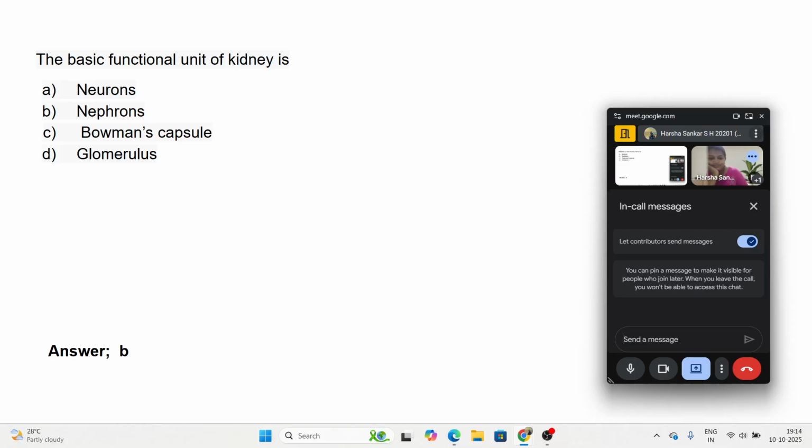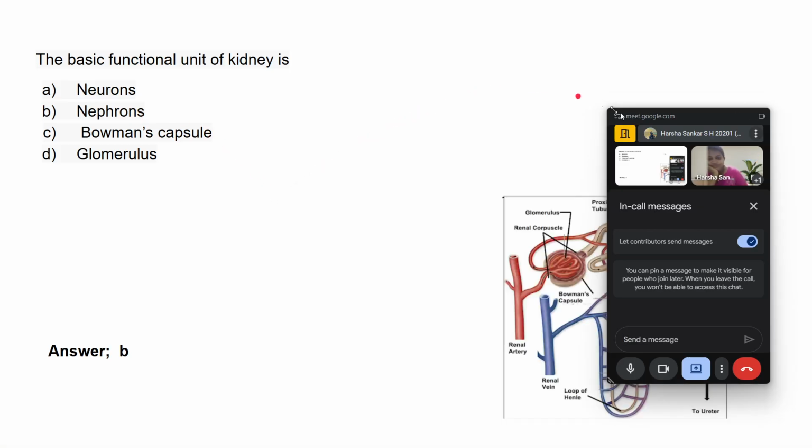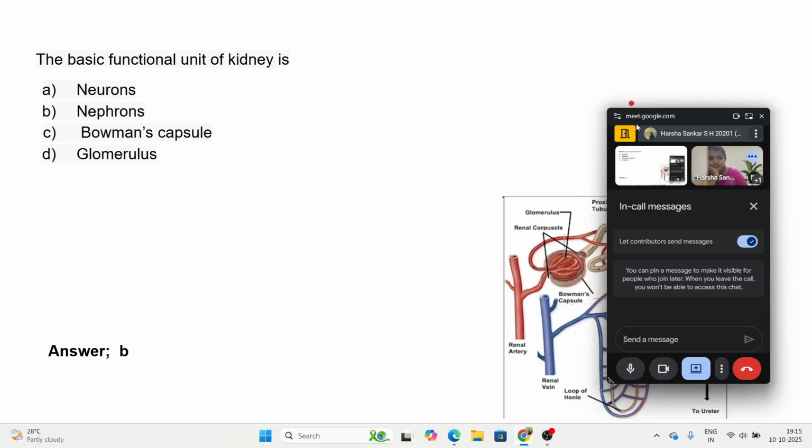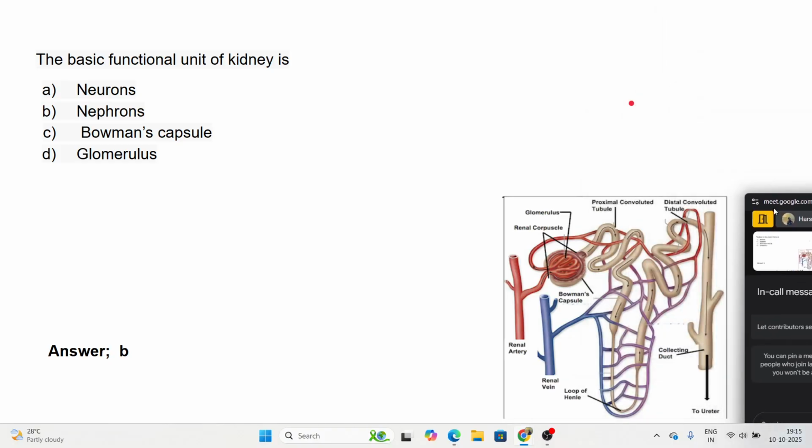You can see this is the structure of a nephron. This is the total nephron. This is the Bowman's capsule. This is the glomerulus, which is a fine capillary network of blood vessels. The Bowman's capsule leads to the tubular part, which consists of PCT. PCT leads to Henle's loop, Henle's loop leads to DCT, and DCT leads to the collecting duct. This is a complete nephron.